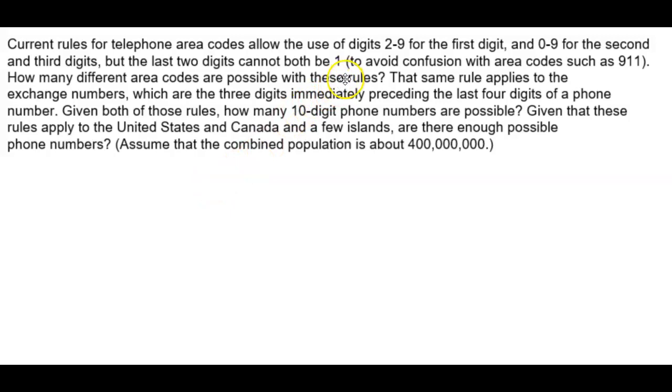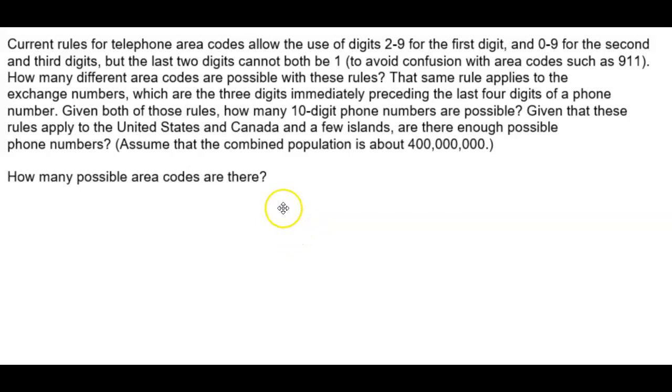Okay, let's take a look at the first question. It says, how many different area codes are possible with these rules? The area code is allowed to use 2 to 9 for the first digit. So how many numbers is that? If you're using 2 to 9, that means you have 8 for the first digit. Now for the second and third digits, you can use 0 to 9, which means you can have 10 digits for the second and third digits. But then the last two digits cannot both be 1.